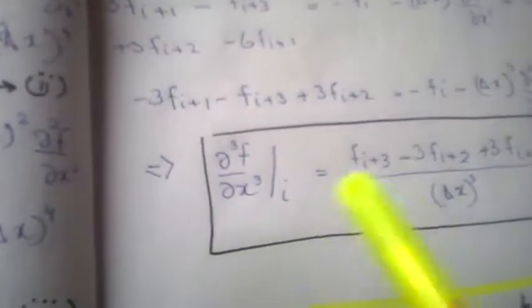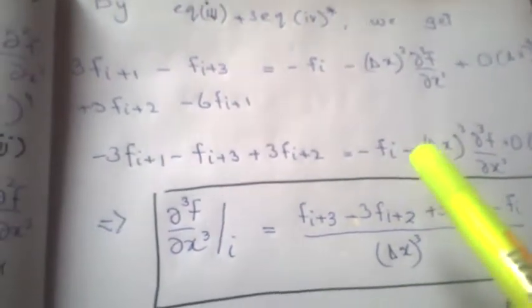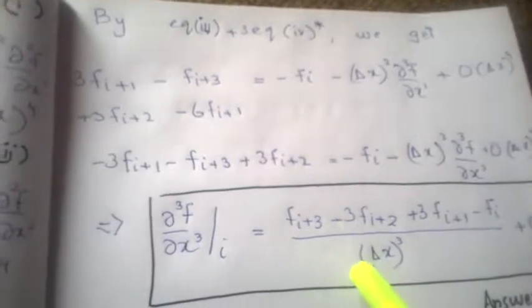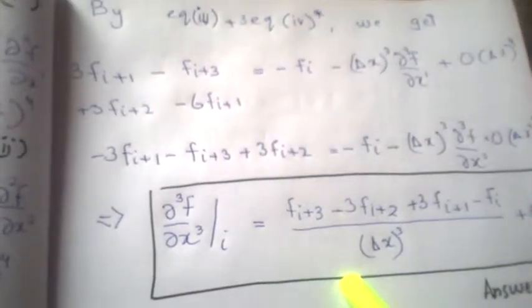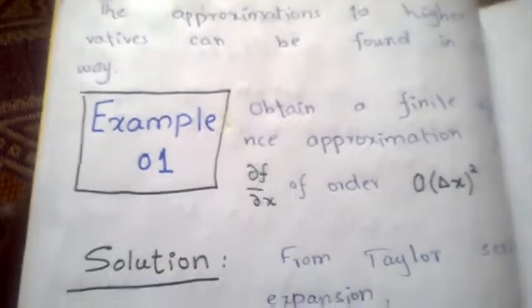Next, apply the operation equation 4 plus 3 times equation 4 star. You will get the forward difference formula for partial cube f by partial x cube. You will have to do it by yourself in your notebooks. The explanations are left as an exercise for the sake of time. Now we move to the example number 1.